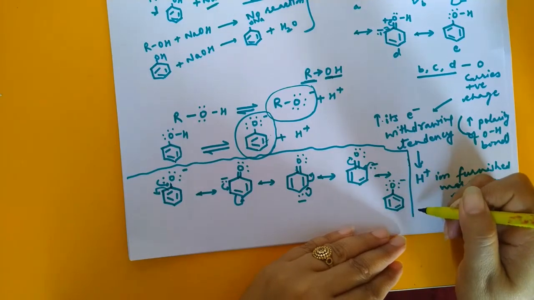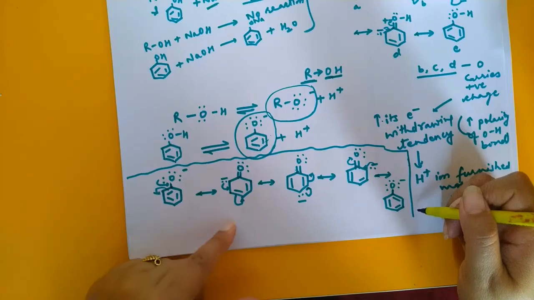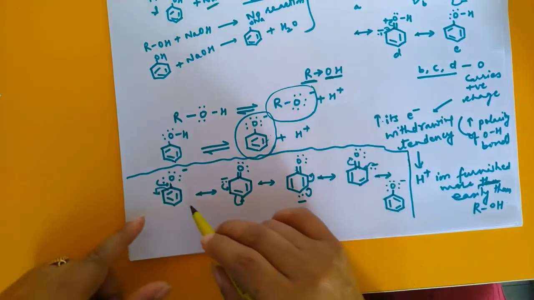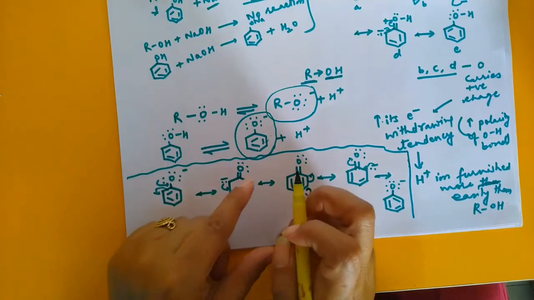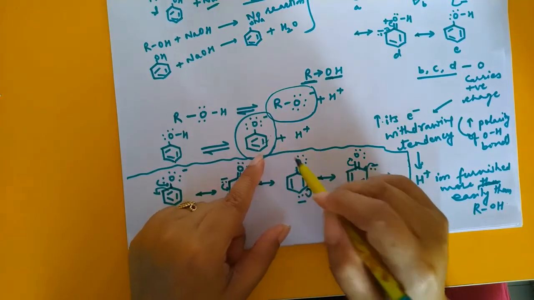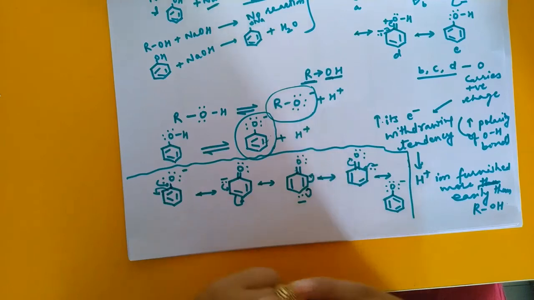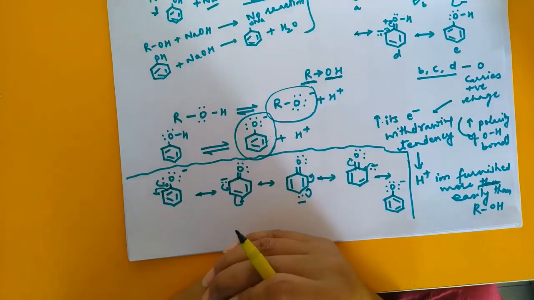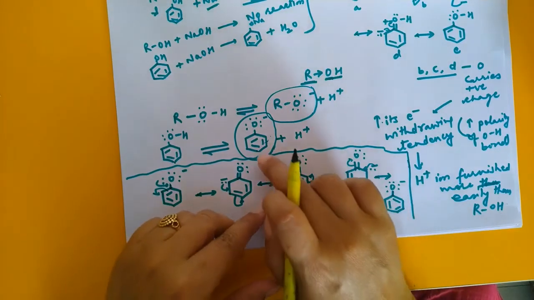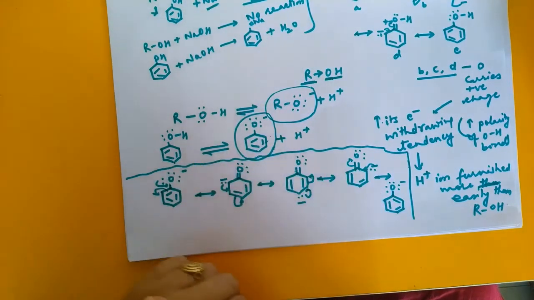So here we should see that the phenoxide ion is stabilized by resonance. That is why it is more stable as compared to the alkoxide ion. There is another reason for phenol to be a stronger acid. What is the other reason? That the phenoxide ion formed is more stable even than phenol.